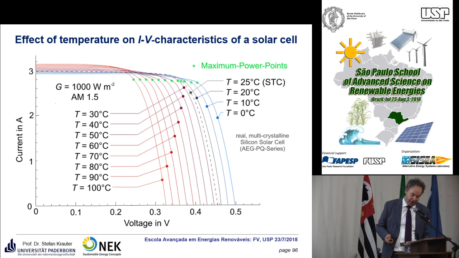Another effect is temperature. Temperature, as you saw in the formula before, is temperature dependent. And here you see if we increase the temperature, the dashed line is the standard test conditions, 25 degrees. If we increase temperature, voltage is going down. The current is a little bit increased because the solar cell gets more sensitive in the infrared region. So we increase current a little bit, but in general we reduce voltage and also power output. This depends on the solar cell technology, in the vicinity of 0.5% per Kelvin of increase.